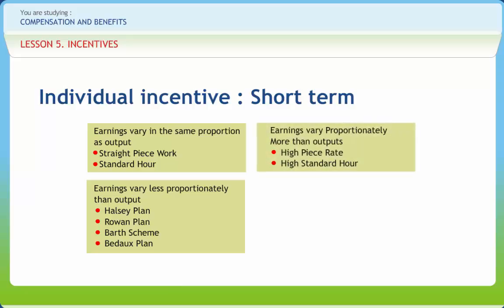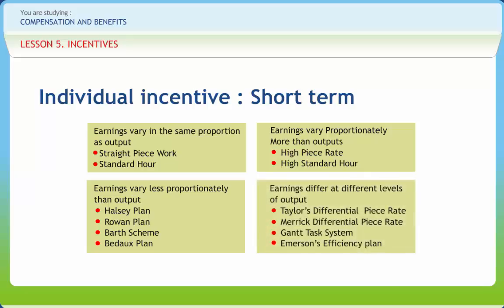Earnings varying proportionately more than output category includes two methods. 1. The high piece rate. 2. The high standard hour system. Under the former, the earnings of the worker are in proportion to his or her output, as in straight piecework, but the increment in earnings for each unit of output above the standard is greater.